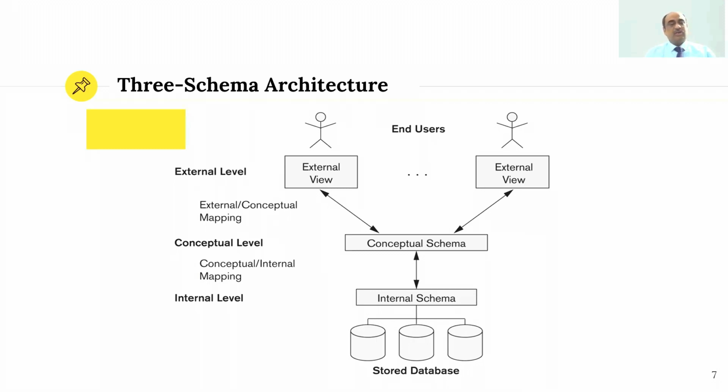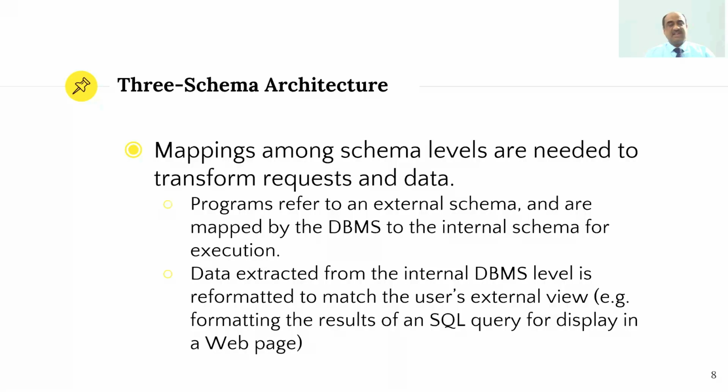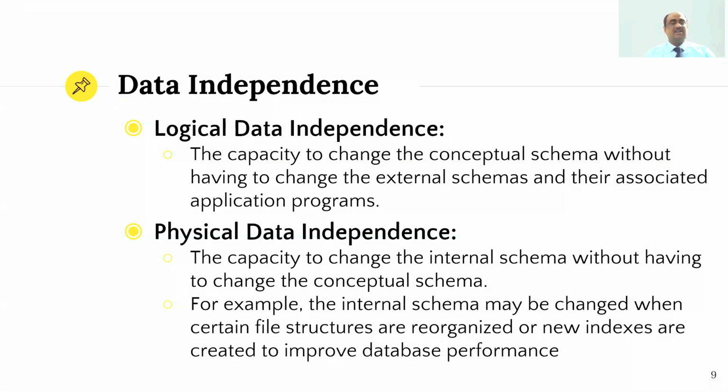Now, it is not only the three schema architecture that you should know, but also the important concept behind it, which is data independence. One of the properties of a database is what we call data independence. The data is not dependent on a program. It is independent of the programs. Any application can use the data without being restricted to a particular application program.